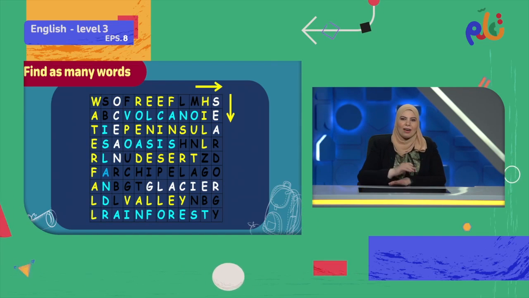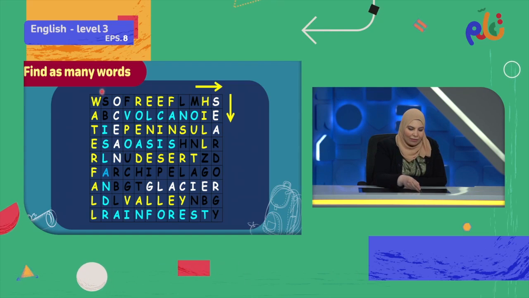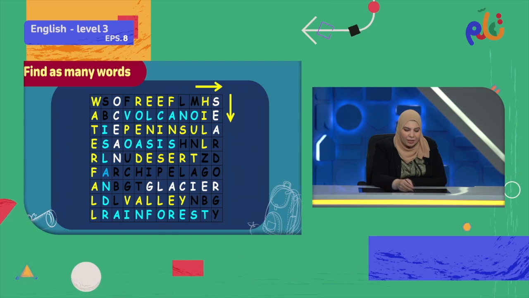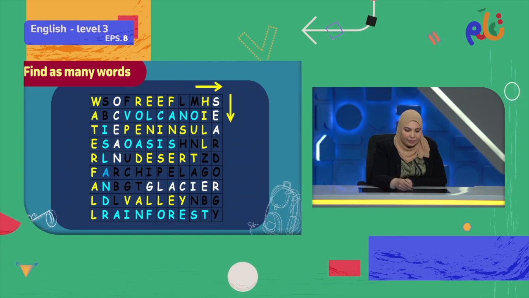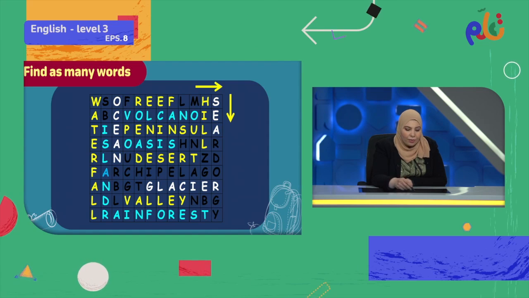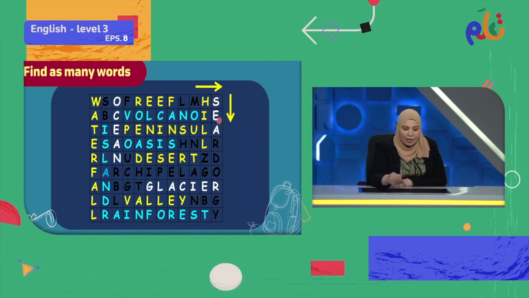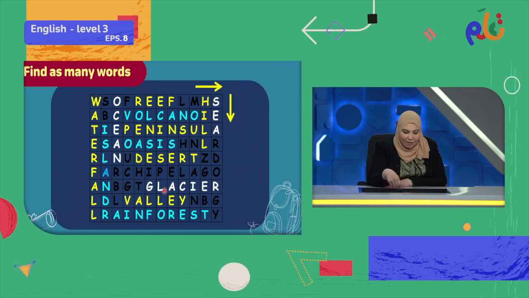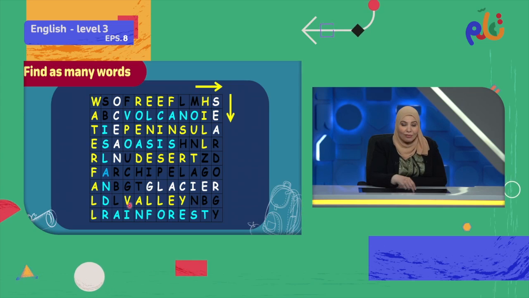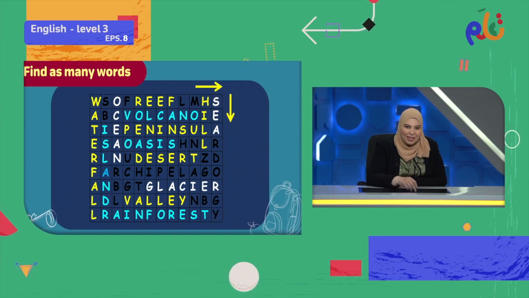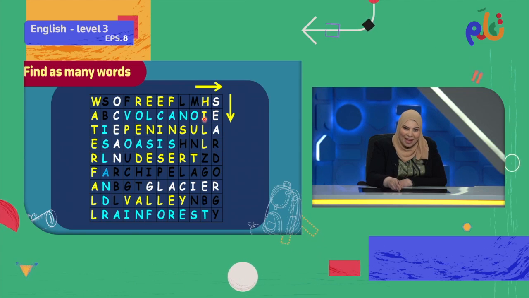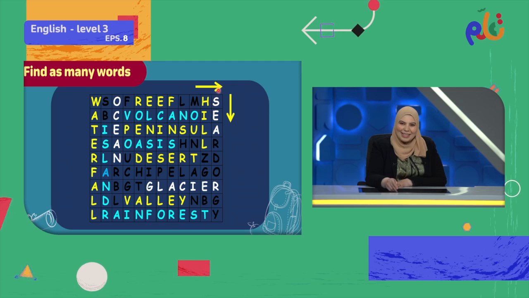Okay, and here are our words. So we have a waterfall, island, ocean, reef, volcano, peninsula, oasis, desert, glacier, valley, and they have rainforest. We have rainforest. I didn't see that one. Hill, I didn't see that one. So we have hill and sea.